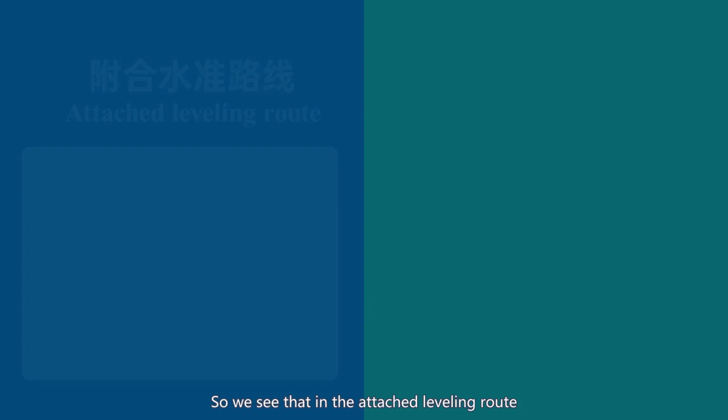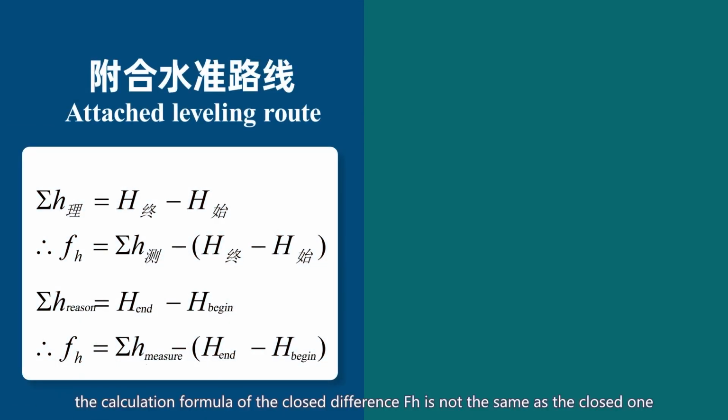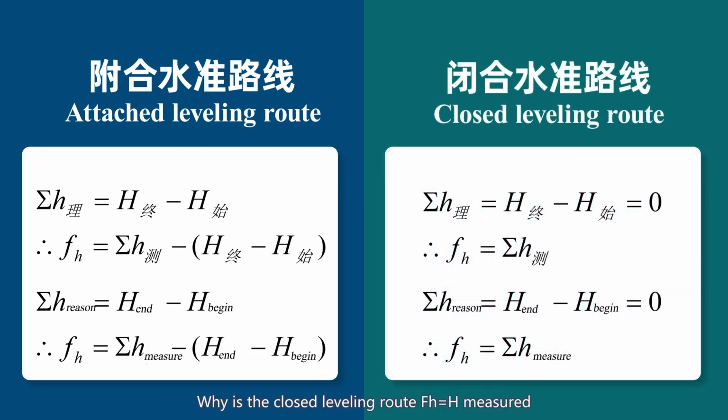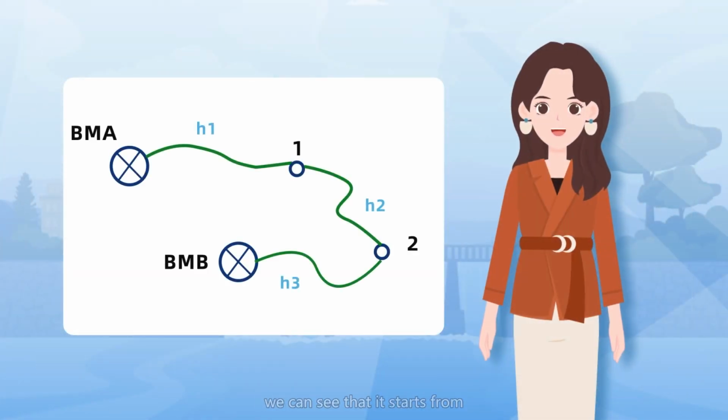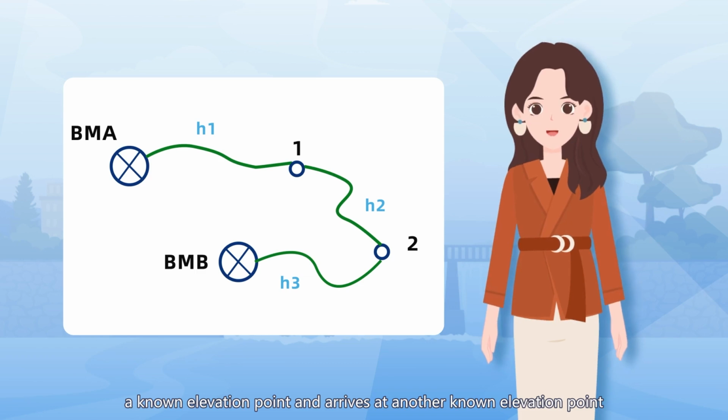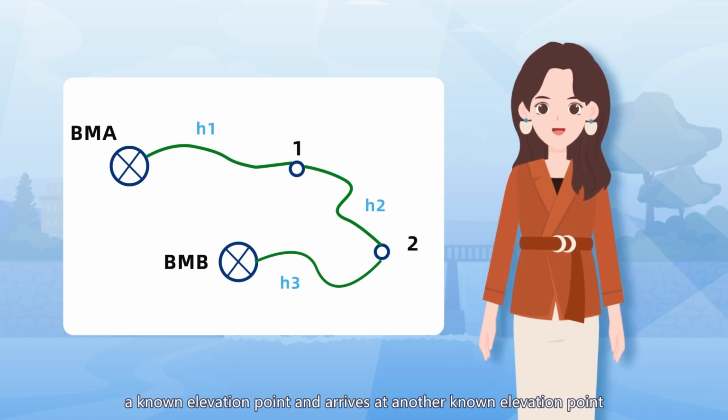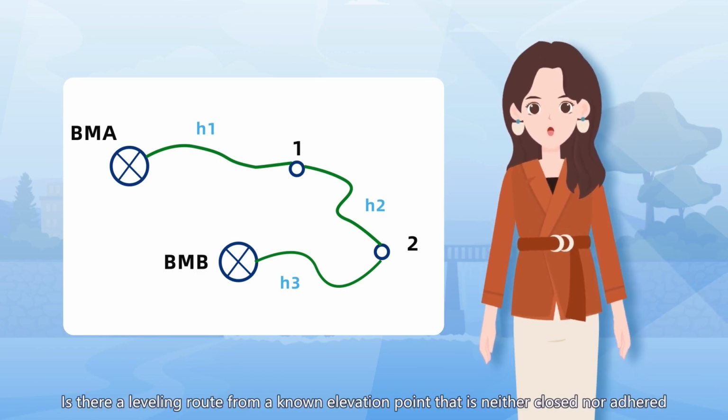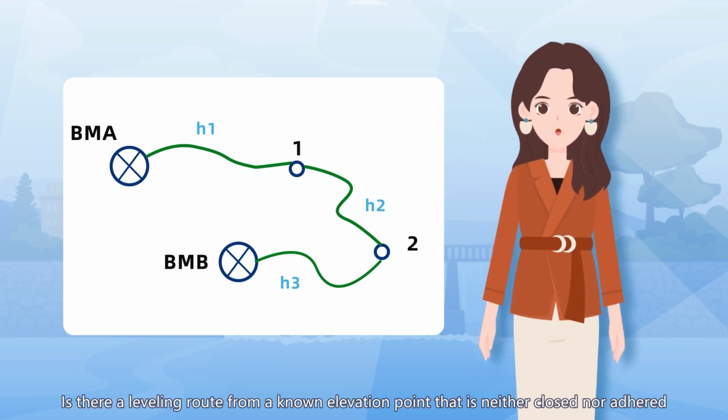So we see that in the attached leveling route, the calculation formula of the closed difference fh is not the same as the closed one. It is the sum of the measured height differences minus the theoretical value. Why is the closed leveling route fh equal to the sum of h measured? In fact, it is also the measured height difference minus the theoretical value, but the theoretical value is 0. In the attached leveling route, we can see that it starts from a known elevation point and arrives at another known elevation point.